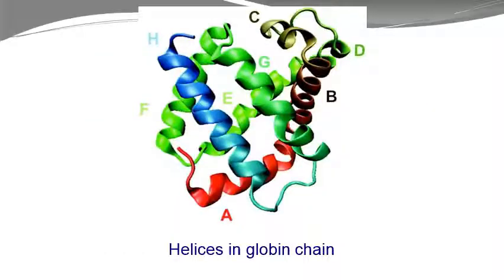So the structure will look somewhat like this, as you can see here. A, B, C, D, E, F, G, H. In total, 8 helices will be found in a typical hemoglobin structure, which is of beta, gamma, delta, and epsilon. If it's alpha chain, we won't have this zone. The D zone will be missing in those cases.